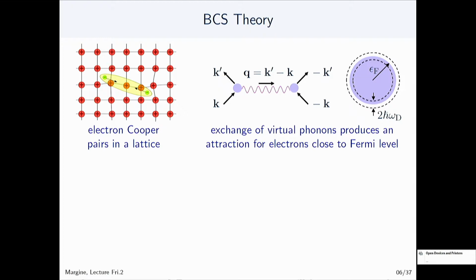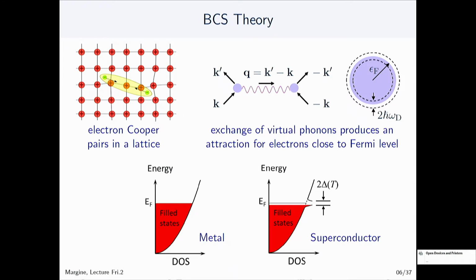And finally, also a general picture. We can compare the density of states in a normal metal and the density of states in a superconductor. In a normal metal, all electronic states below the Fermi level are fully filled, while all energy states above the Fermi level are fully empty.